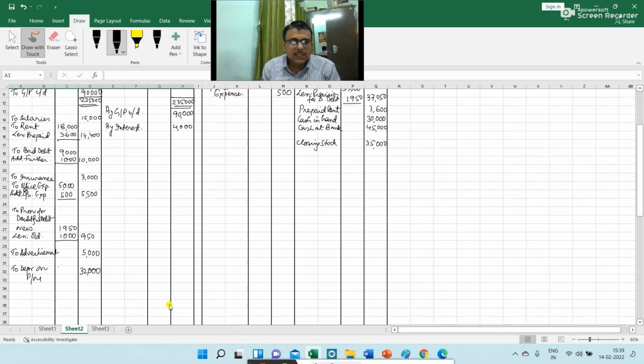So the total of the credit side of the profit and loss account is 94,000, and the amount of net profit is 8,150. So what are the items of your P&L account? To salaries 15,000, rent 14,400, bad debt 10,000, insurance 3,000, office expense 5,500, provision for doubtful debt 950, advertisement 5,000, depreciation on plant and machinery 32,000, and net profit 8,150.